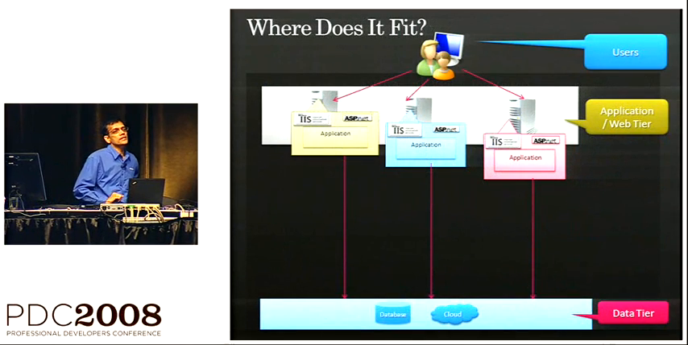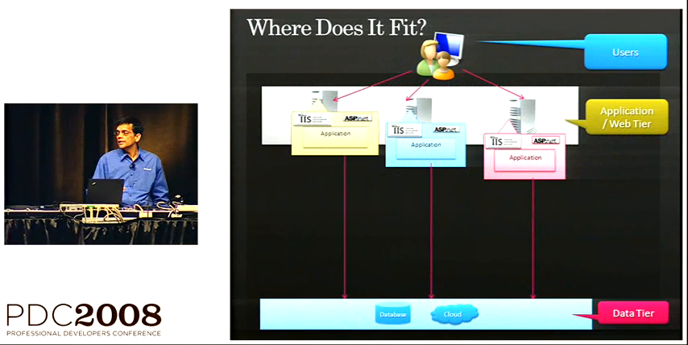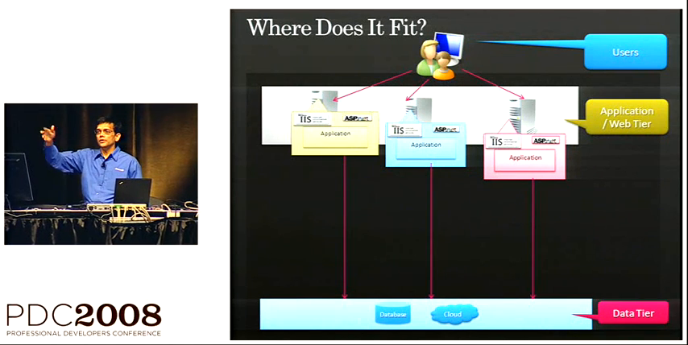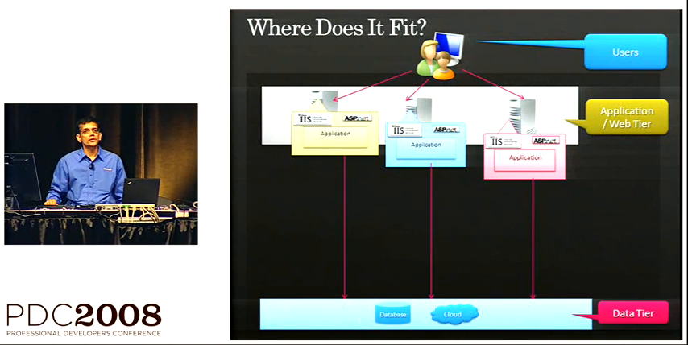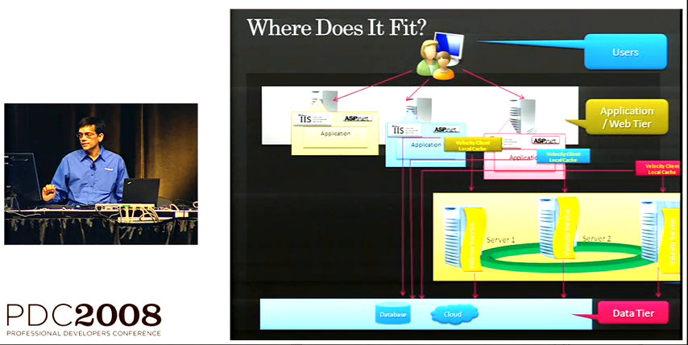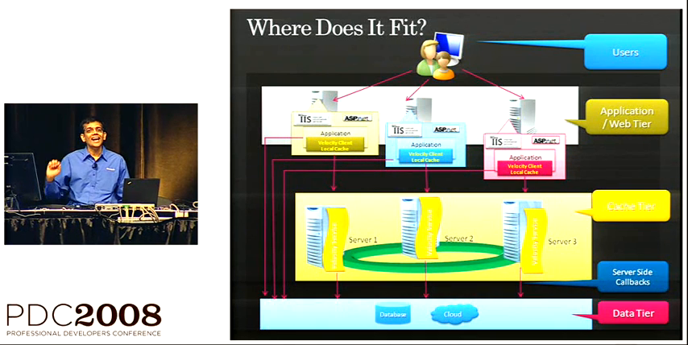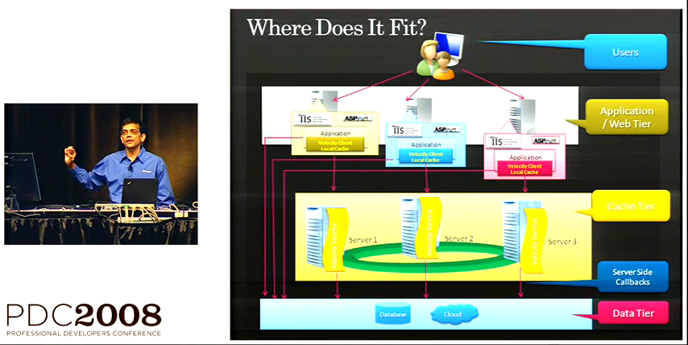So where does it fit in your typical application? Typically, you're going to have your ASP.NET or your CLR apps, which are accessing your data tier. Maybe it's accessing the database, maybe it's accessing the cloud services. Velocity can nicely slide in there as a cache tier in your three-tier model. It's kind of a fourth tier there.